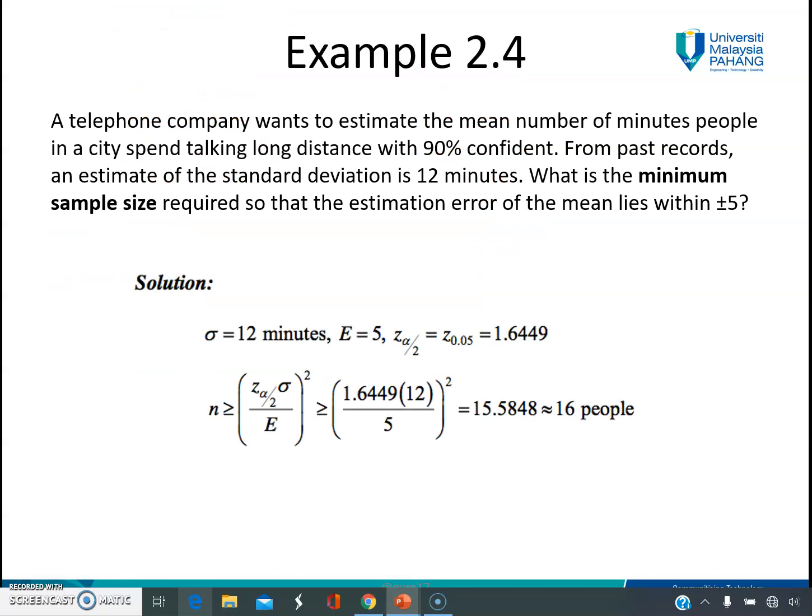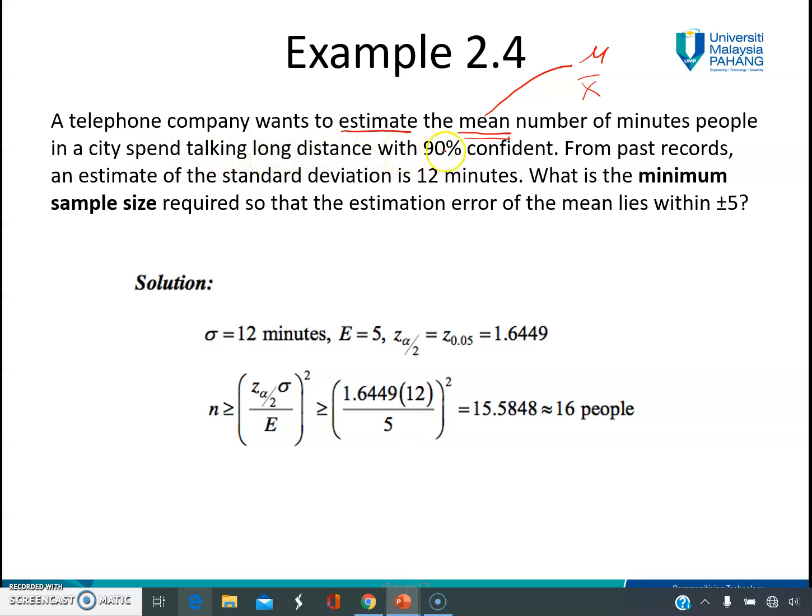Okay, this one you have asked me before, previous class. So, I try to record back my explanation. If you look at the example here, the first sentence: a telephone company wants to estimate the mean number of minutes people in a city spend talking long distance. So you can see here, they want to estimate the mean number. So this mean number, it can be mu, it can be x bar, isn't it? Number of minutes people in a city spend talking long distance.